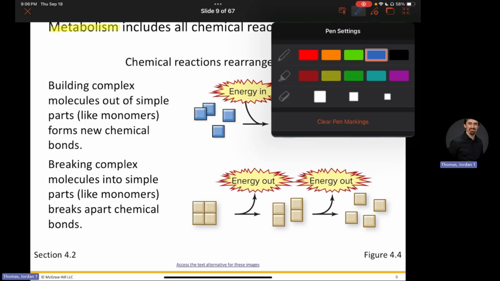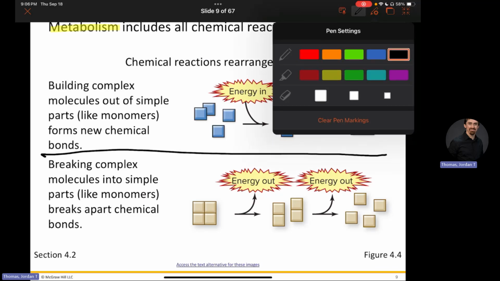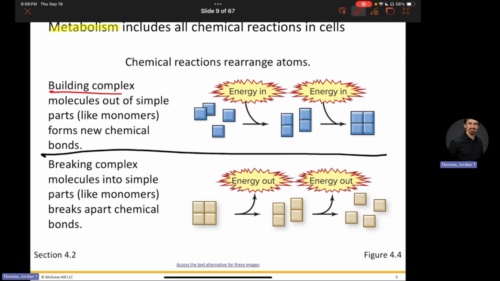So we have two things we're going to look at. I'll put a line here too. We have some reactions that are building complex molecules and forming new bonds. And we have some reactions that are breaking complex molecules, and thus they are breaking chemical bonds. So sometimes reactions build molecules, sometimes reactions break molecules.